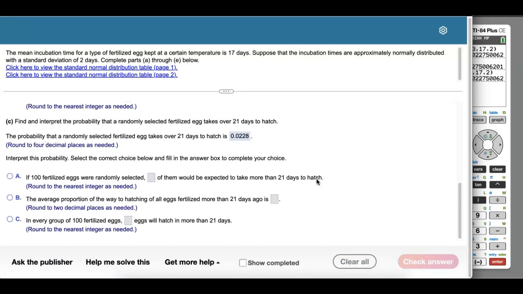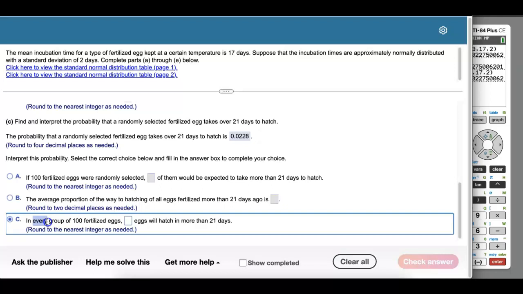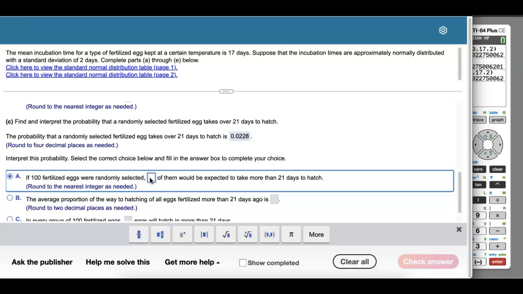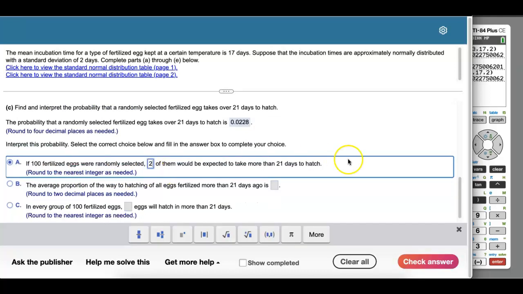And in a group, let's see, or not in a group, not in every group. It's very rare that we can say definitive statements like that, like always or never. So the better answer choice is A, that if 100 fertilized eggs were randomly selected, we would expect 2 of them to take more than 21 days to hatch.